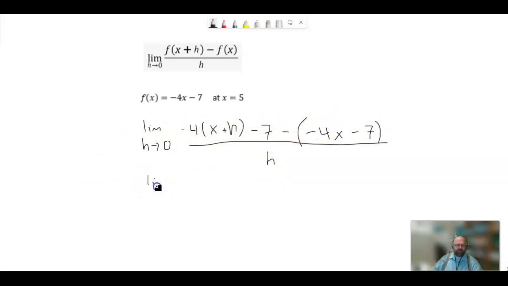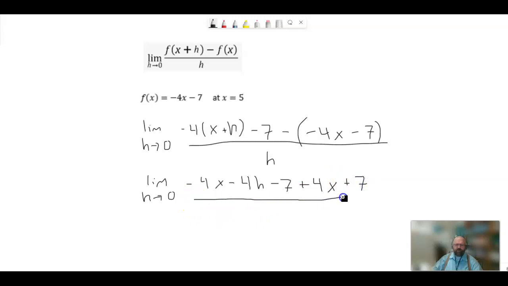So the limit as h approaches 0. Distributing that, that's going to be -4x. And then -4 times h is -4h. And then -7. And then negative times a negative is a positive, so plus 4x. And negative times a negative is also a positive, plus 7. All over h.